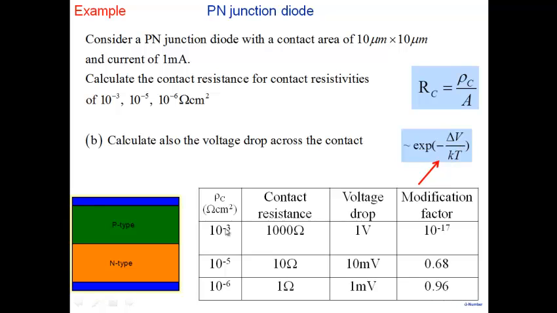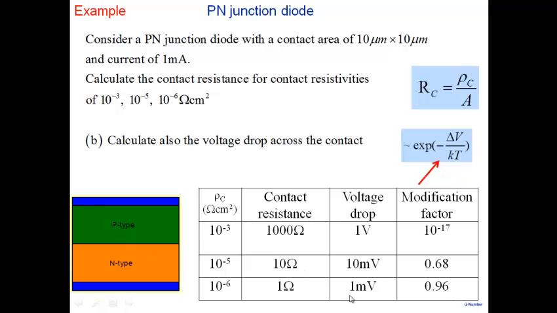Okay. So if you have a 1 volt drop across the contact, obviously, it's a huge factor here. But even a 10 millivolt drop will cause the current to drop by 0.68. So a 68% drop. This is the modification factor. So the current would be 68% of whatever is the normal current. If you have 1 millivolt, the current would be 96% of the ideal case here.